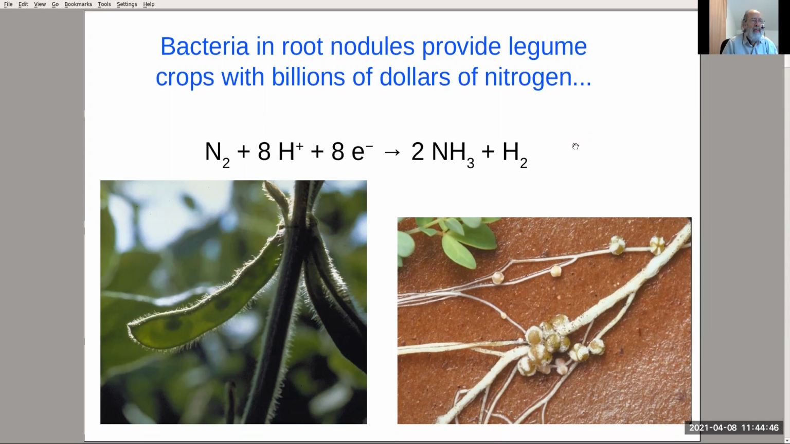So bacteria in root nodules provide legume crops with billions of dollars of nitrogen. This is the reaction they carry out. They take nitrogen gas that diffuses into the soil. There's a cost of hydrogen and electrons that they get from ATP, and they produce ammonia, which is like the fertilizer that farmers use, and hydrogen as a byproduct. The bacteria are housed in root nodules like this, and the nitrogen that they provide eventually ends up in protein in seeds like soybean.